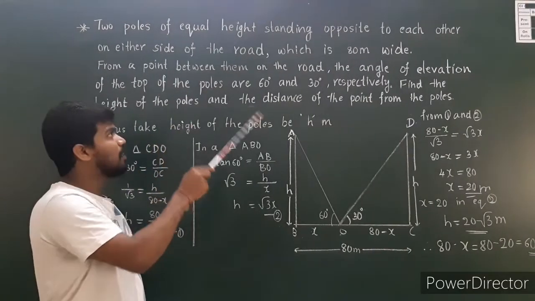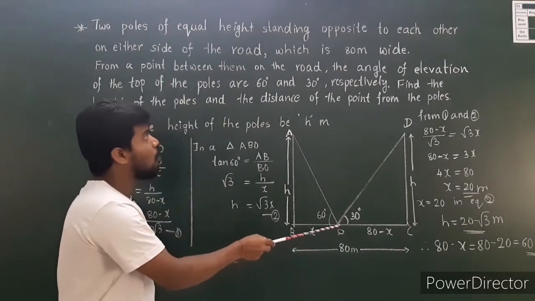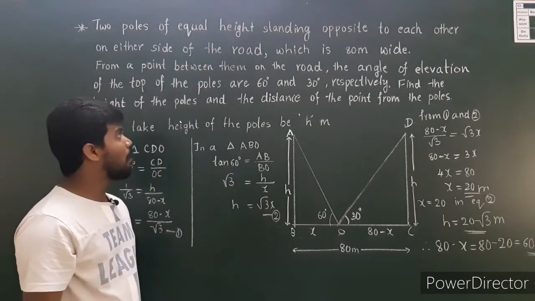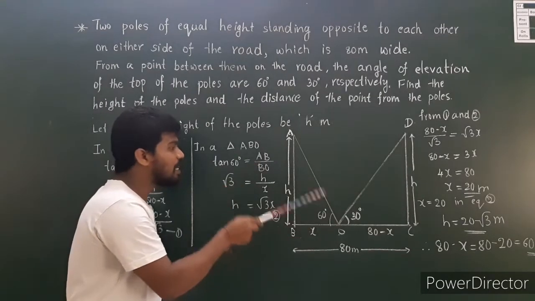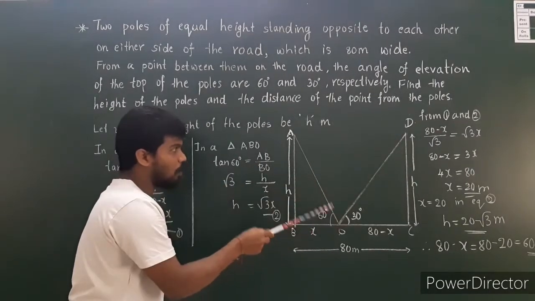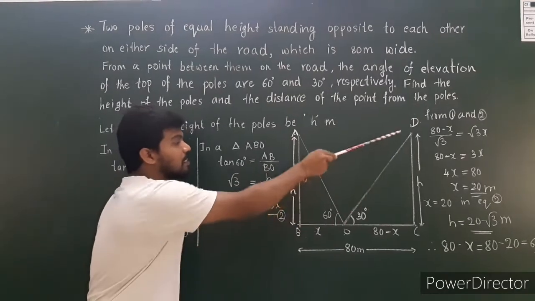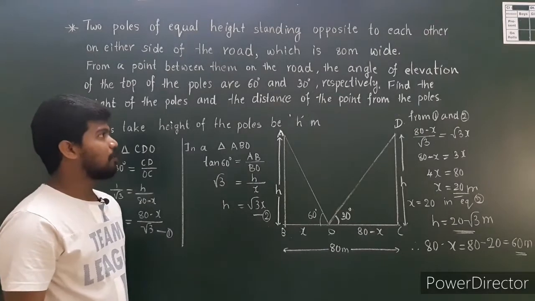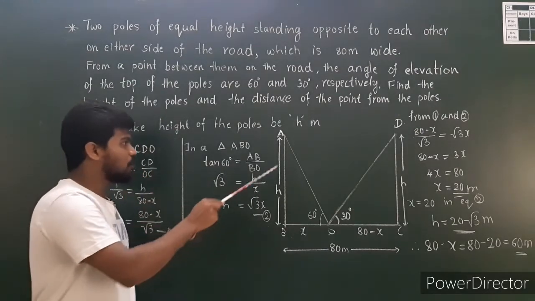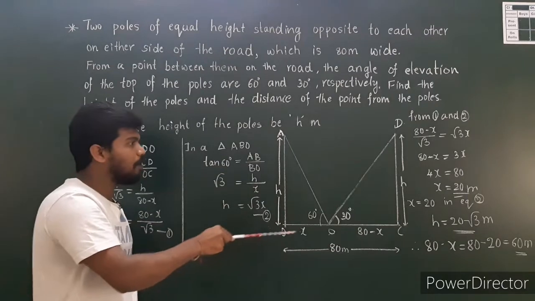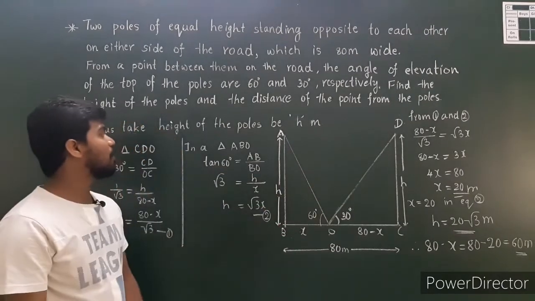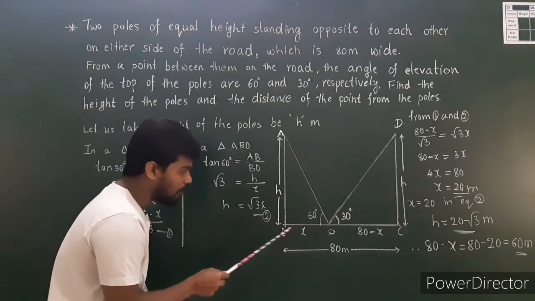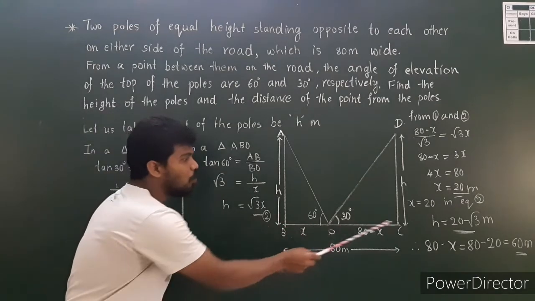From a point between them, you choose one point, that is O, on the road. The angles of elevation of the tops of the poles are 60 degrees and 30 degrees respectively. So we have to find the height of the poles, the lengths AB and CD, and the distance of the point from the poles. So we have to find OB and OC.